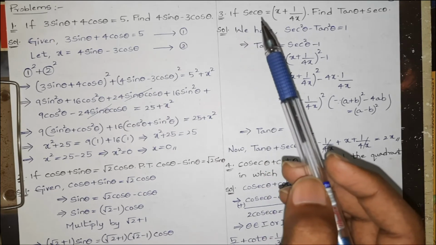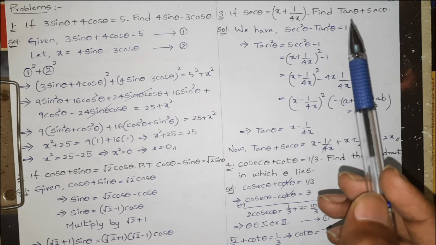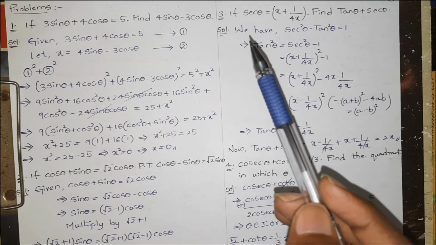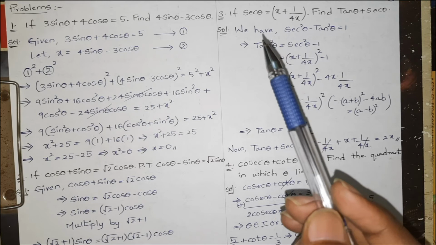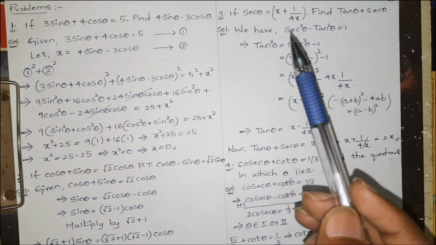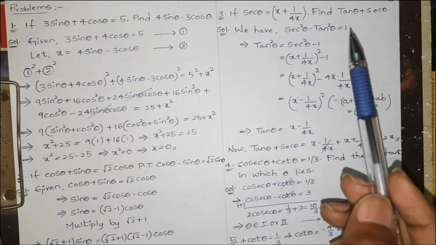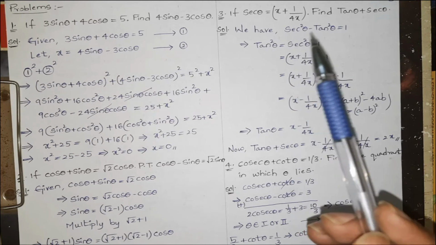If secant theta is equal to x plus 1 by 4x, find tan theta plus secant theta. So solution for this: if you have followed the first lecture, you might be knowing these important results. As I've told you, this is going to be very very important and we are going to use them in the next lectures. So we are using them now.